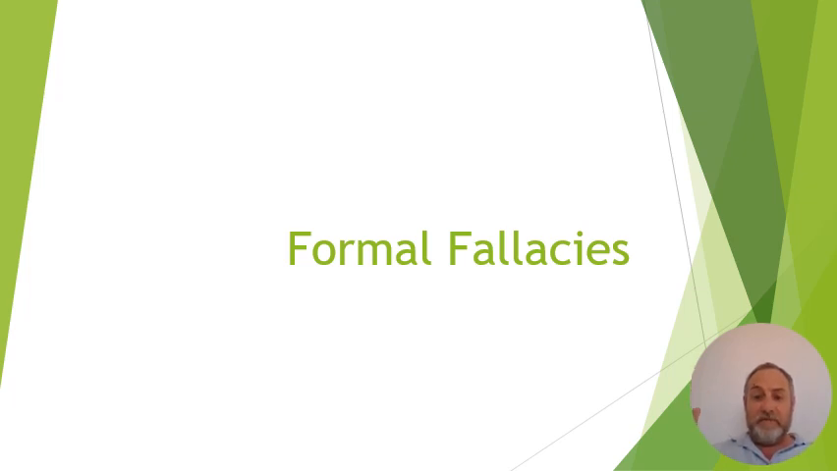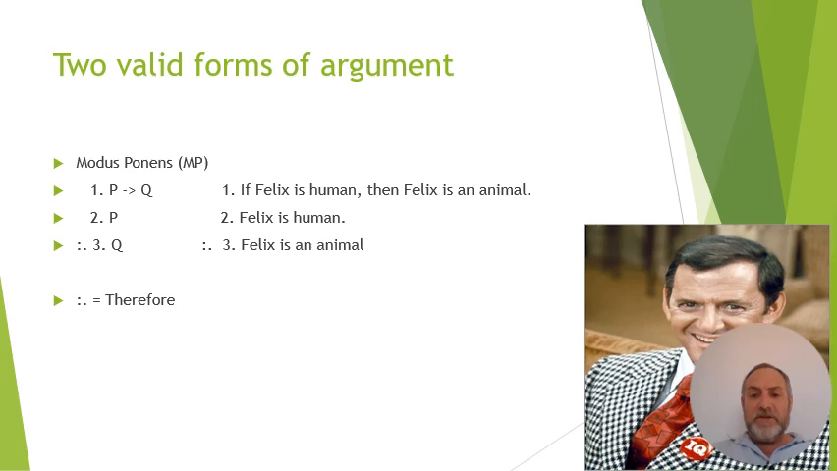This is a quick 2-minute video to explain some formal fallacies. These are arguments that look like good, valid arguments, but are in fact invalid in that even if the premises are true, you could end up with a false conclusion. Let's start by looking at some good arguments. These are valid forms of argument.